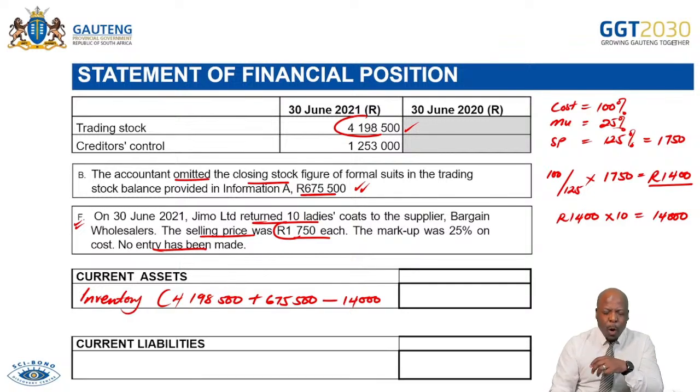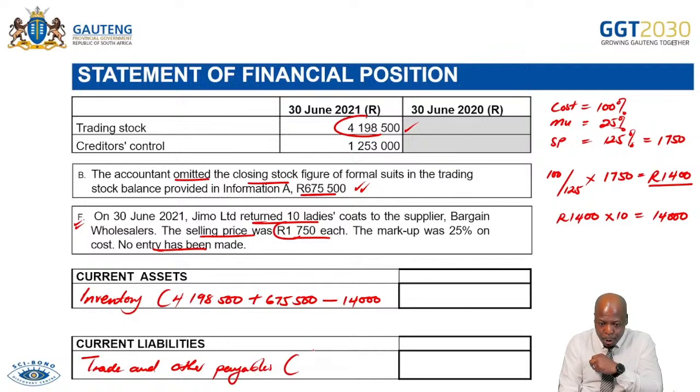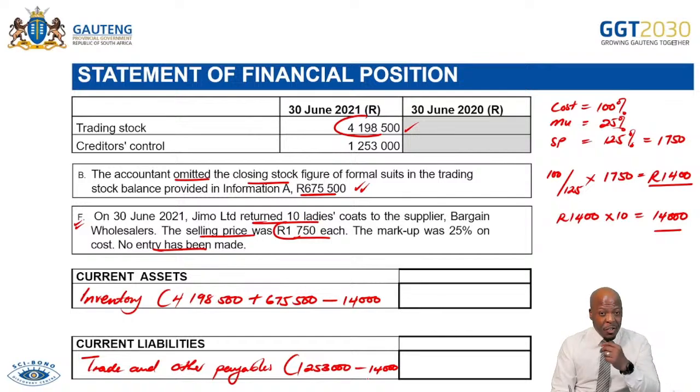But we also understand that when we bought the inventory, it increased our creditors, trade and other payables. So on our trade and other payables, we have an amount which is your creditors control, 1,253,000. But we have returned some stock of 14,000. So we come here and say minus 14,000. We don't owe them that 14,000 anymore because we have returned the inventory back to them. Once you return the inventory back to the supplier, it decreases what you owe them.